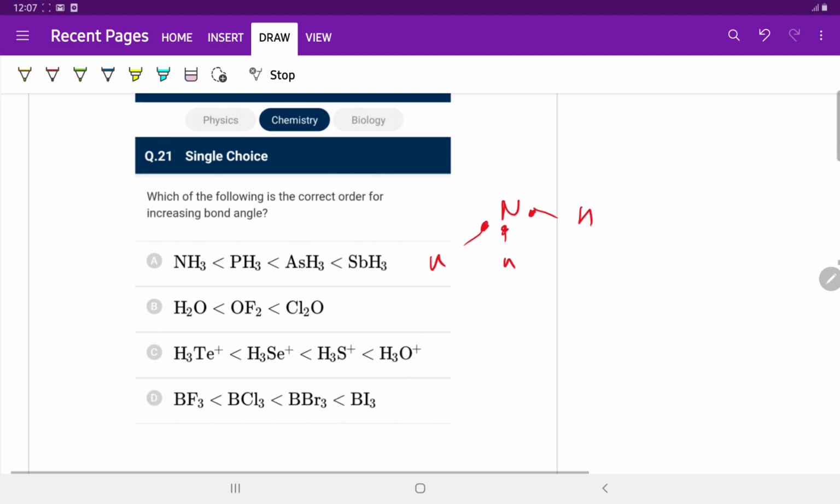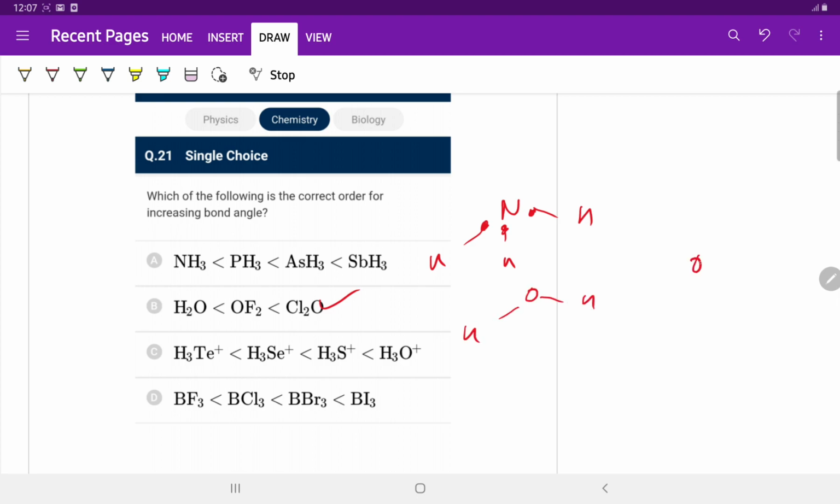In H2O, OF2 and Cl2O, the maximum bond angle is for Cl2O, but between H2O and OF2 the maximum bond angle is for H2O instead of OF2 due to the high electronegativity of oxygen. The electron pair is shifted toward the oxygen atom, so there is a repulsion, and due to this repulsion the bond angle increases. But in OF2, fluorine is more electronegative than oxygen, so there is no repulsion between electron pairs. So this is also incorrect.